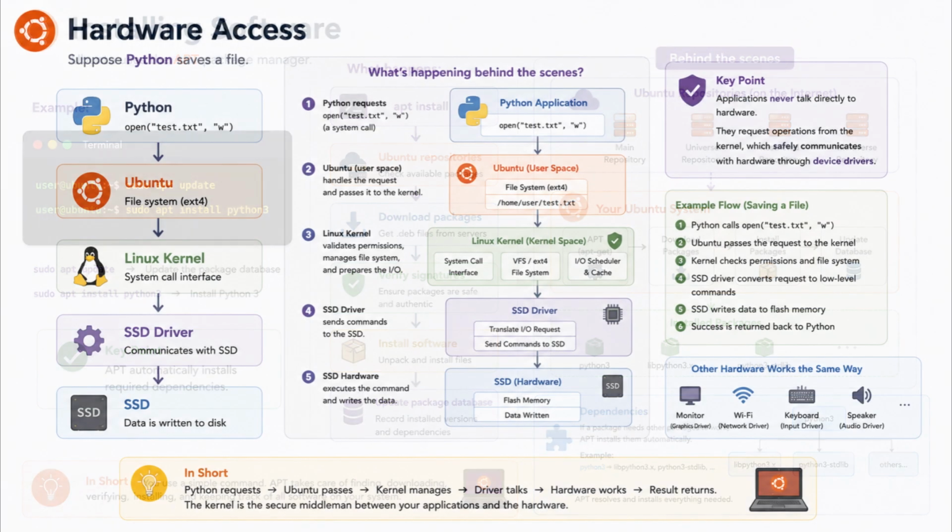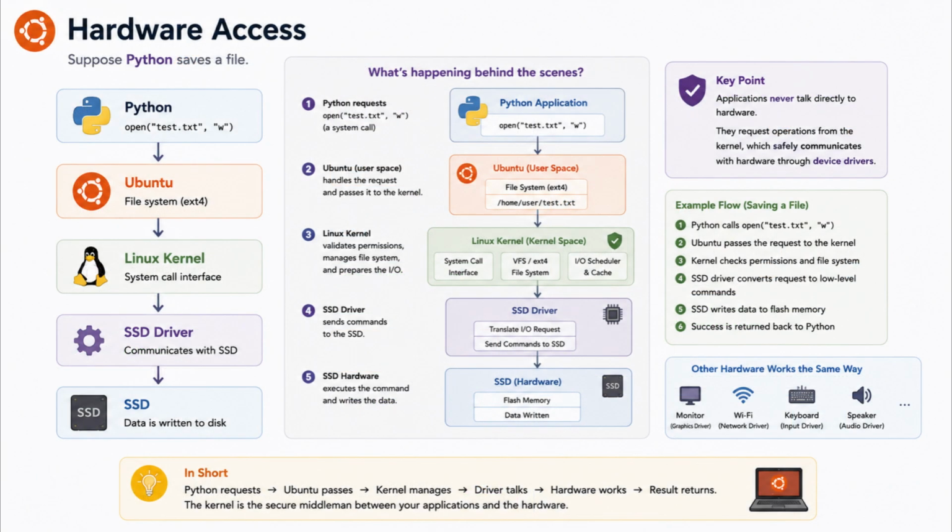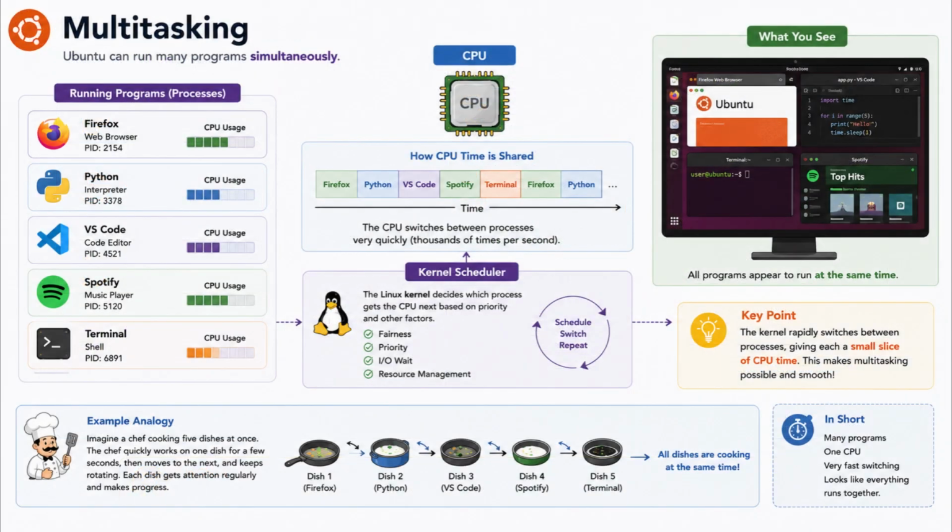Applications never communicate directly with hardware. Instead, they send requests to Ubuntu, which passes them to the Linux kernel. The kernel then works with device drivers to safely control the SSD, keyboard, network, and other hardware. Ubuntu can run many applications at the same time. The Linux scheduler rapidly switches the CPU between different processes, giving each one a small amount of processing time, making everything appear to run simultaneously.